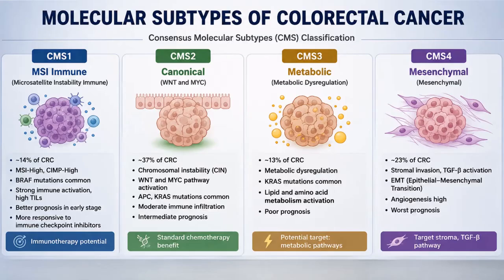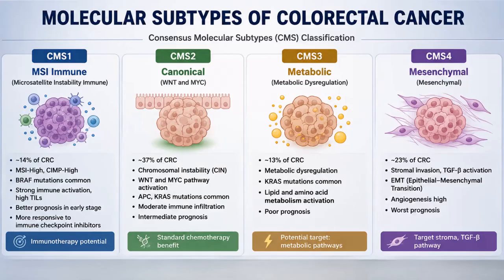Canonical is associated with WNT and MYC, that is the CIN pathway. Mutations that are common are APC and KRAS mutations. Metabolic dysregulation is CMS3. Again, KRAS mutations are common. It is basically due to metabolic dysregulation in lipid and amino acid metabolism. Potential targets are metabolic pathways, whereas in CMS2 it is standard chemotherapy. CMS4 is mesenchymal, usually has high angiogenesis, epithelial mesenchymal transition, and TGF beta activation, which results in intense stromal invasion, and because of this it has the worst prognosis.